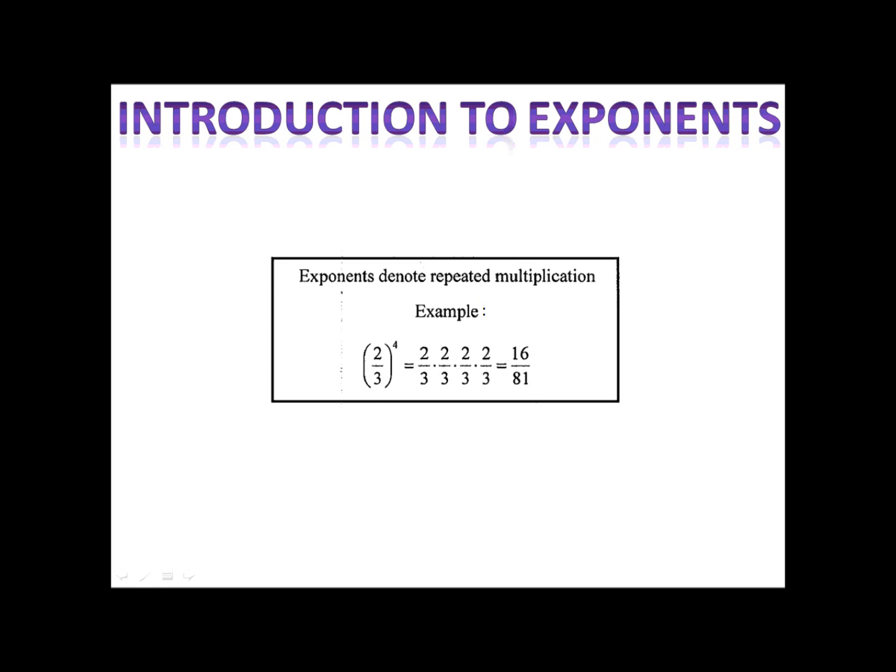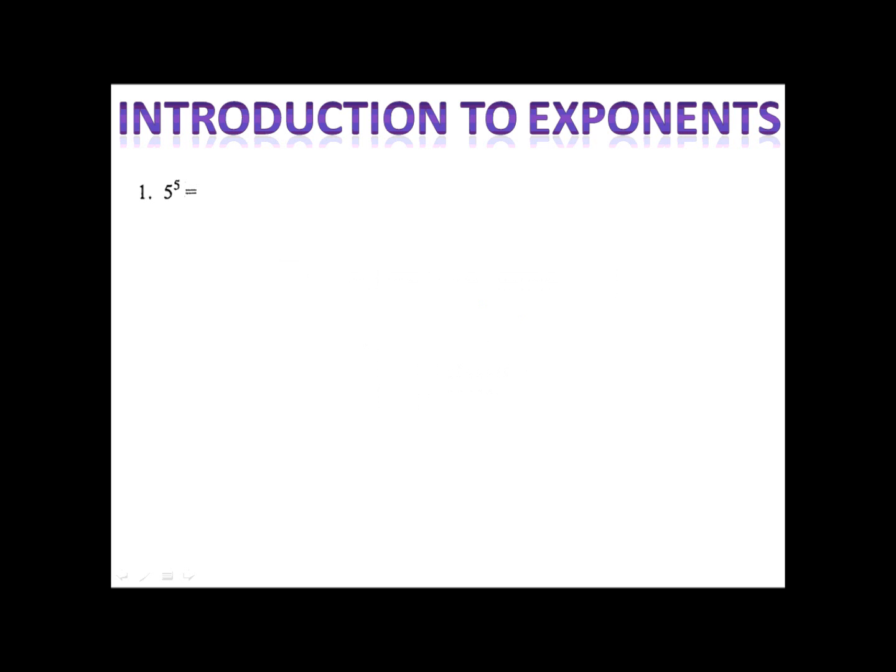One of the most spectacular things in mathematics is our ability to rewrite things to make things shorter to work with. For instance, we can have 2/3 times 2/3 times 2/3 times 2/3, or we can simply write it 2/3 to the 4th power. The little exponent, the raised number of 4, says that we're multiplying 2/3 by itself 4 times. When we have a number raised to an exponent, it denotes repeated multiplication.